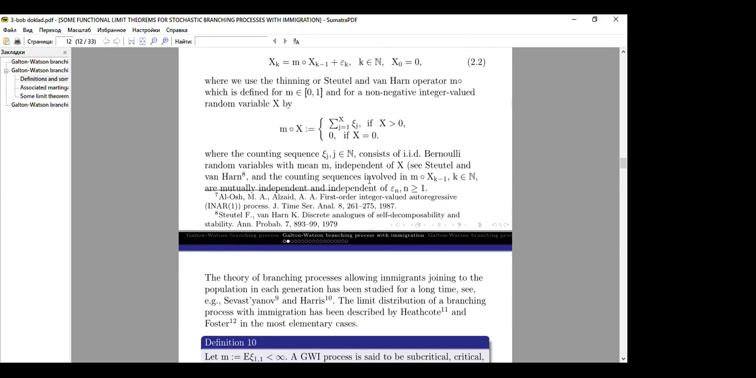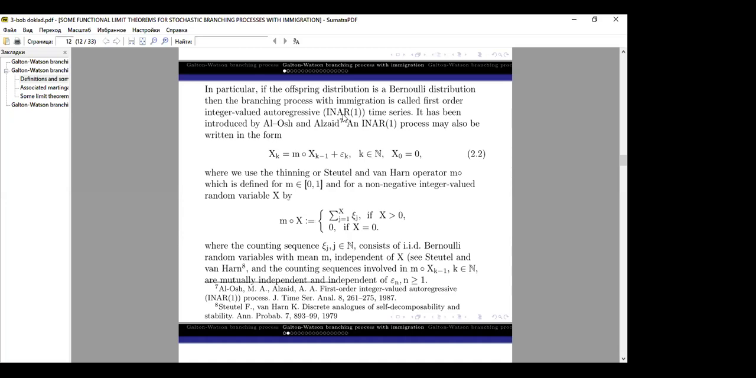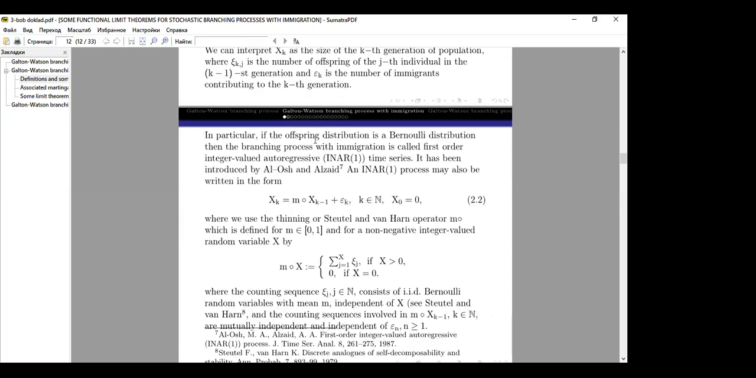So here we can say that a branching process with immigration is a generalization of INAR time series, because INAR is the case when the offspring distribution is a Bernoulli distribution.